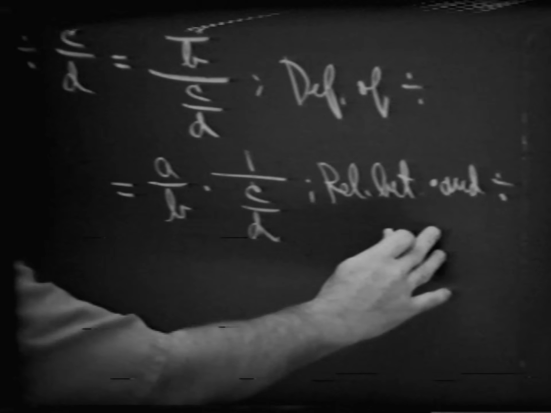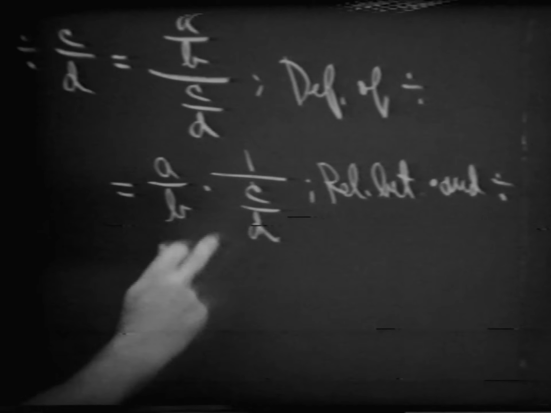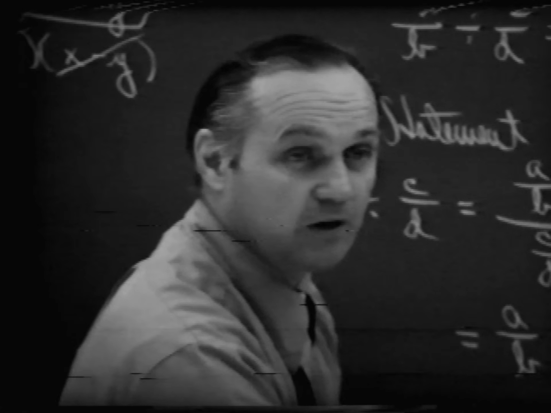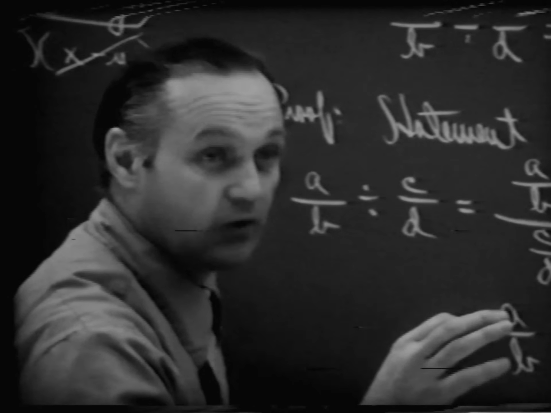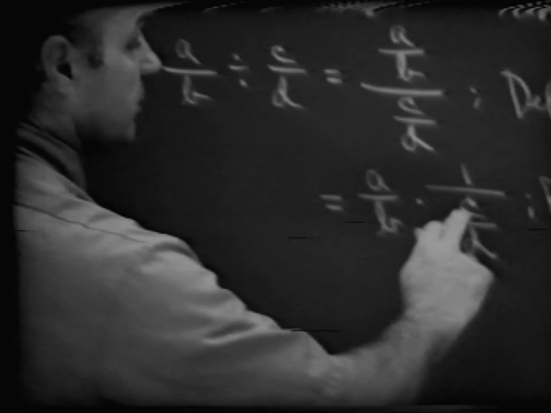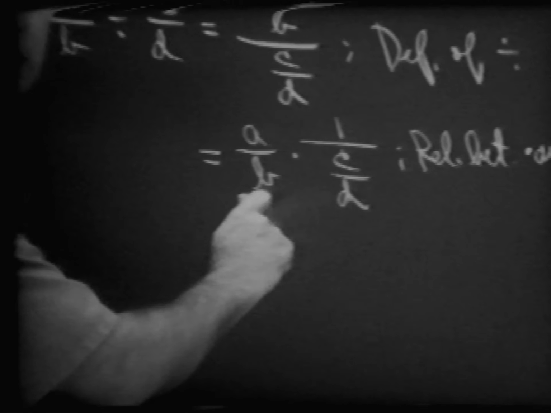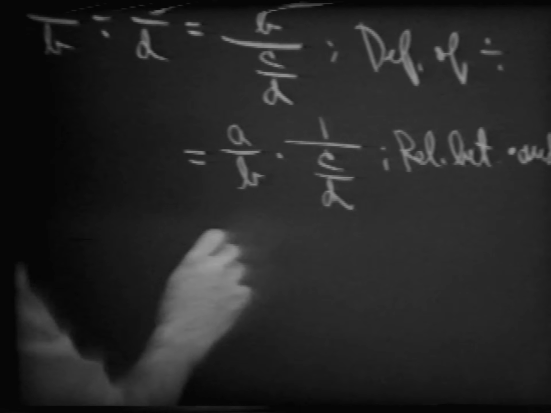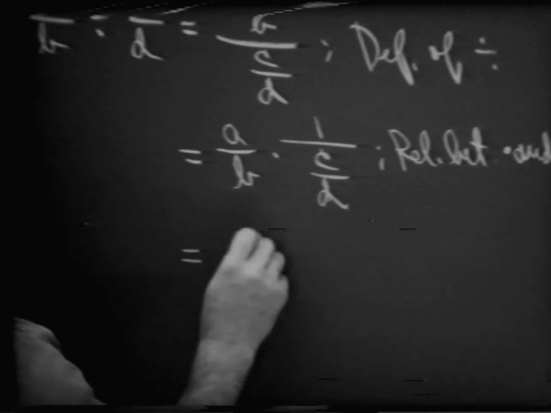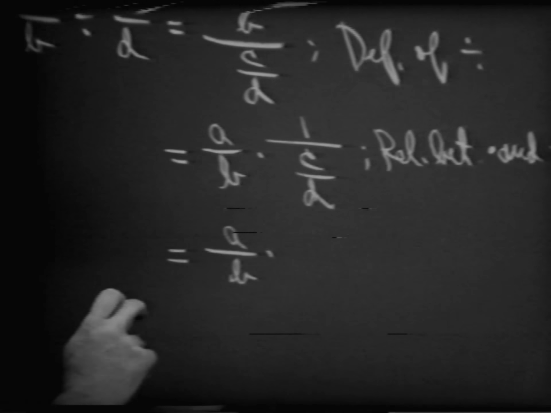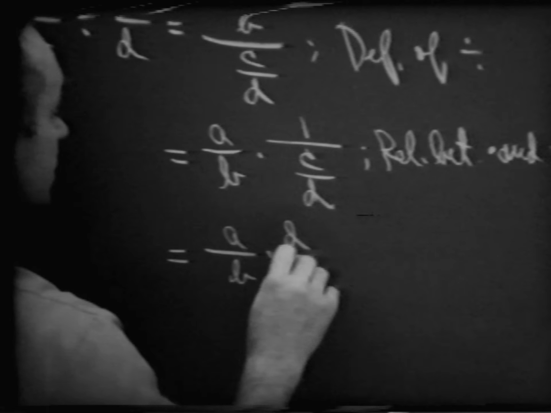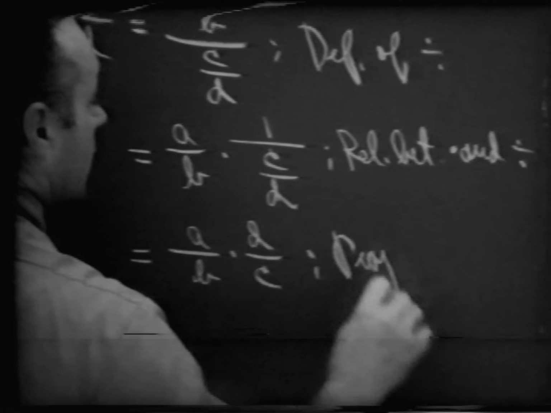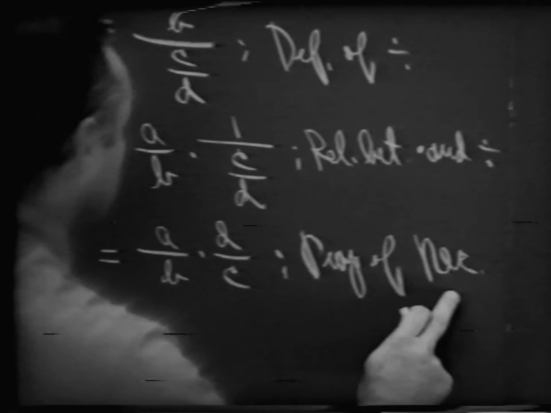Is that right? Now, let's look at 1 over C over D. And what's another name for 1 over C over D? We saw this once before; this has to do with a property of reciprocals. Is that right, Peter? So 1 over C over D has another name, which is C over D. I'm sorry, D over C. Is that right? And so here we may say that this is equal to A over B times D over C. Let me simply give the property of reciprocals as our reason for this.